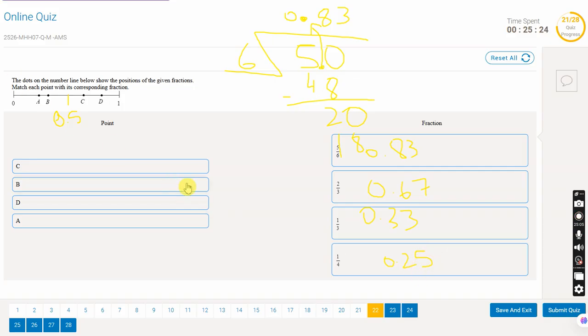Okay, there you go. Now you're just going to match them. So now you know, what is the closest one to 0? That's your A. So which one of these is closest to 0? That is going to be 1 over 4. So A is 1 over 4.